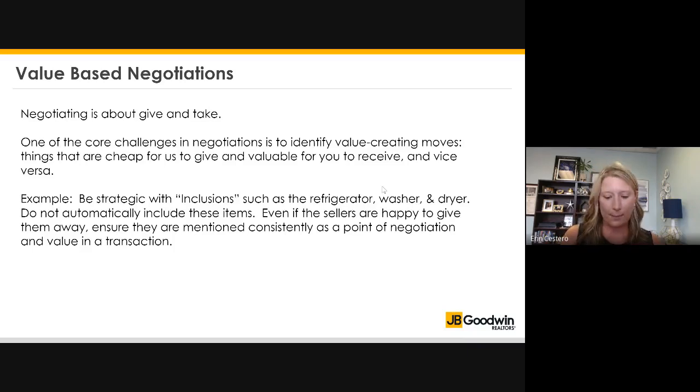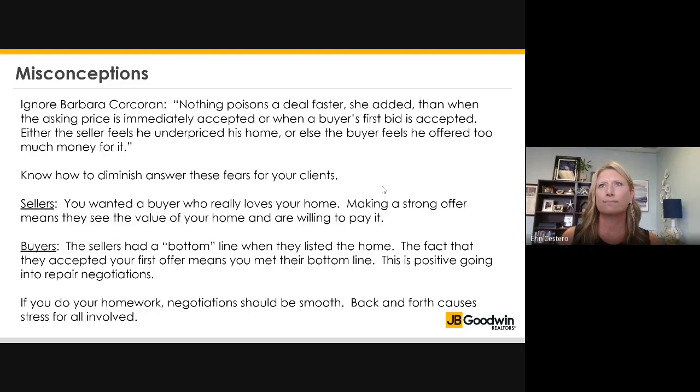And I just mentioned that example as being strategic with your inclusions. A lot of information. We're deep diving here. Anybody have any questions there?